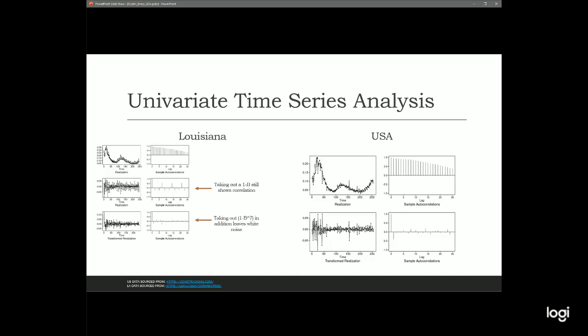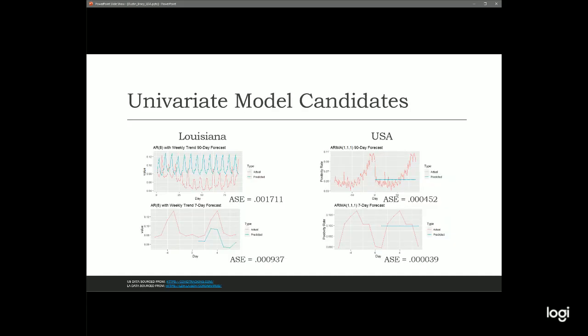Actually, I didn't mention this, but my data goes from March 11th, which is when the WHO declared the pandemic, to November 11th, which gives us about 8 months of data to look at.